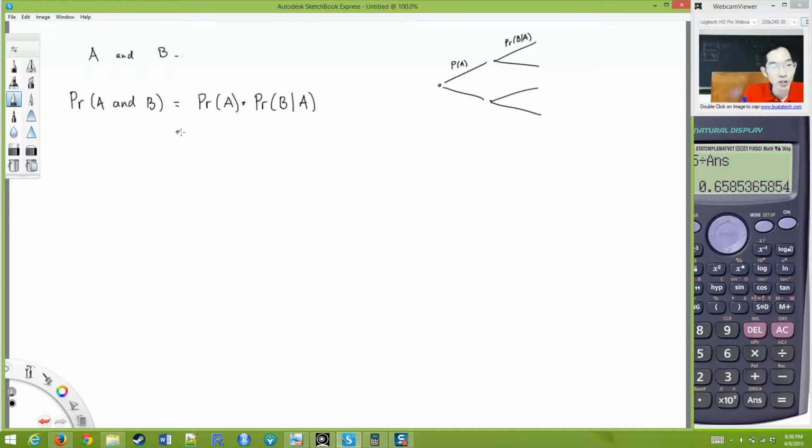So I could just flip B and A around and it would be equally valid, and so we can also write probability of B times the probability of A given B. Then this picture doesn't work anymore, but again the labels are arbitrary, so we could just flip everything around.